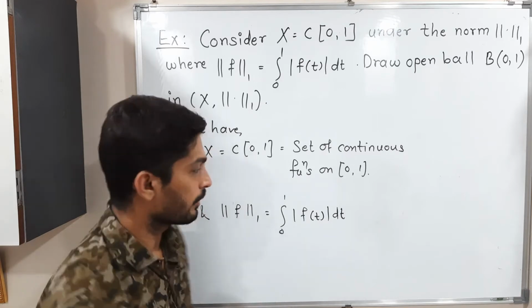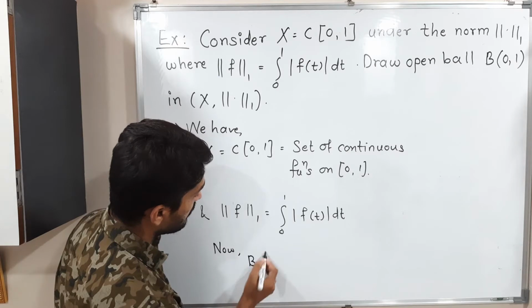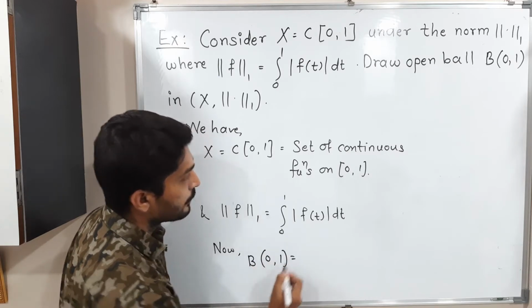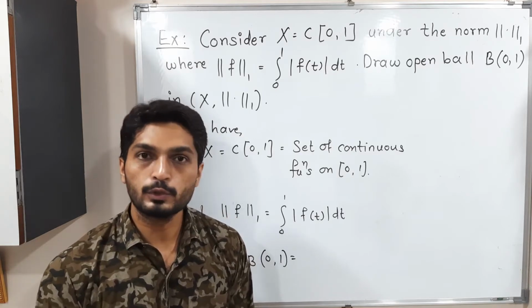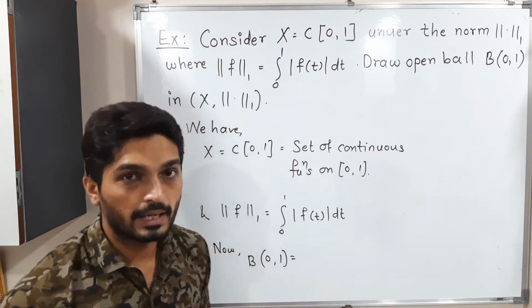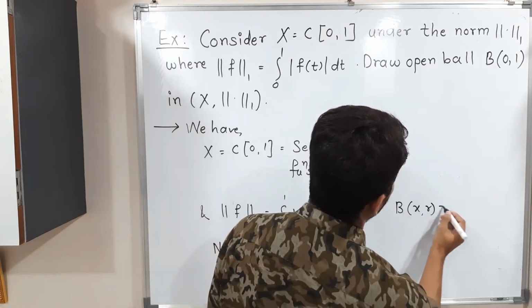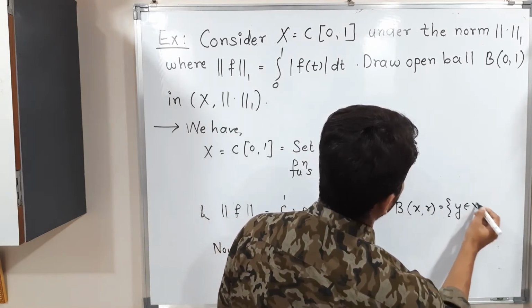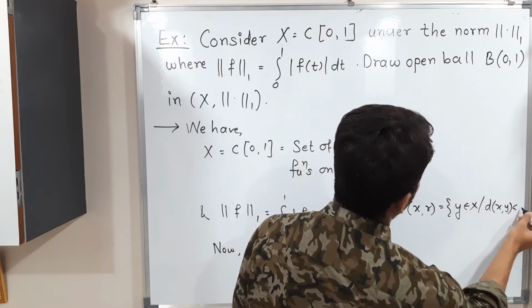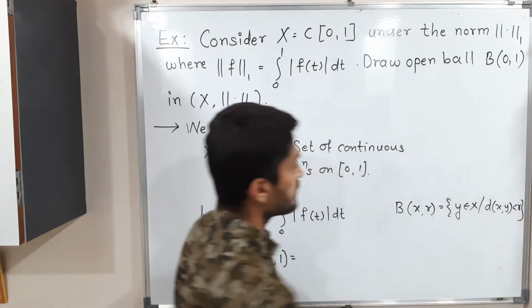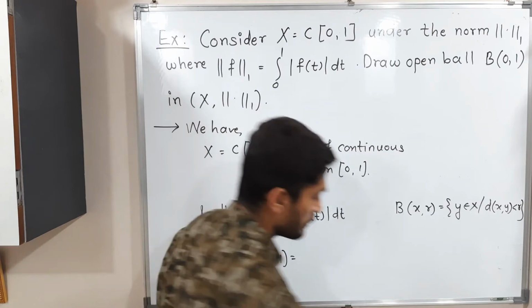So let us find the open ball B(0, 1). You remember the definition of open ball? The same definition I'm going to use here. B(x, r), what is this definition? It is the set of y belongs to X such that distance between x and y is less than r. So this is the actual definition of open ball. Let us follow this definition here.